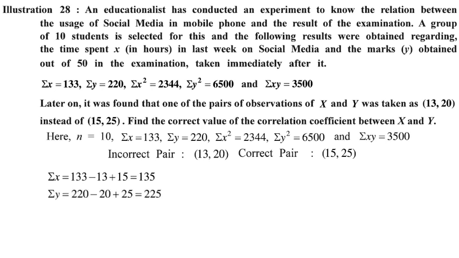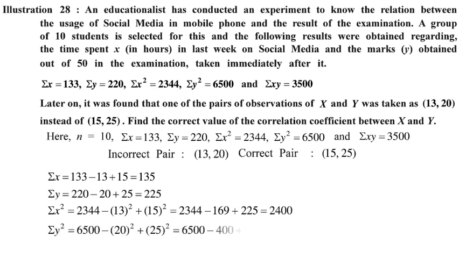Likewise, incorrect y is 20 and correct y is 25. So remove 20, add 25. Next is x square. So add the square of 15 and remove the square of 13 from the summation x square. That way you will get your correct x square value. Likewise, the summation y square: remove 20 square and add 25 square.